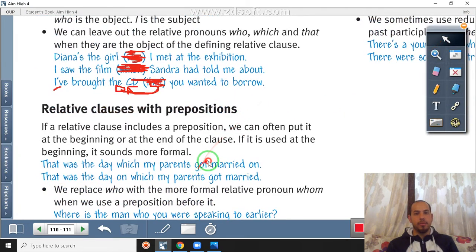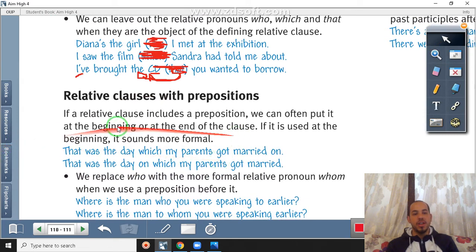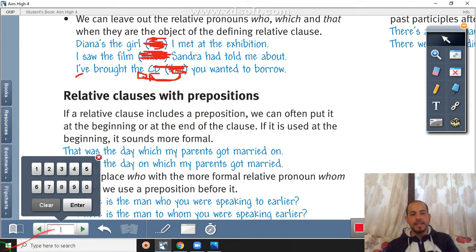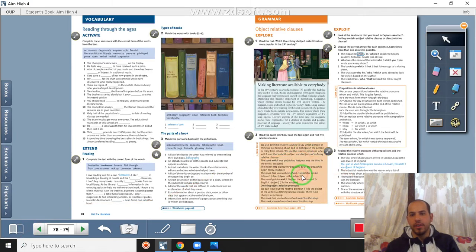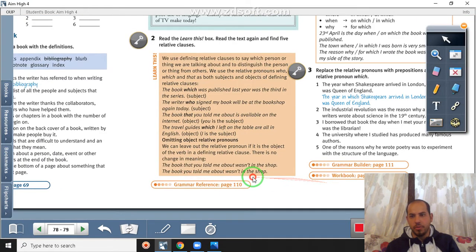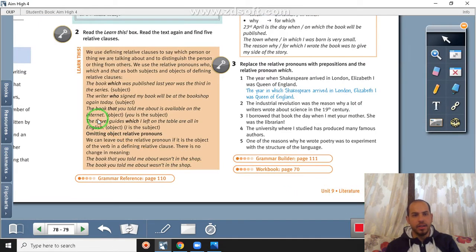The next point. Now, this or these points are explained on page 79 here. On page 79 here.